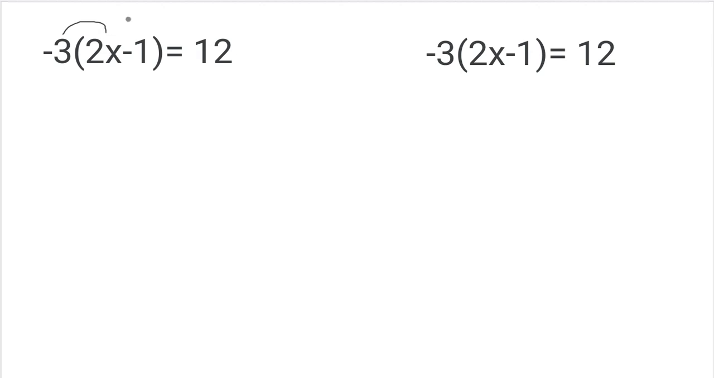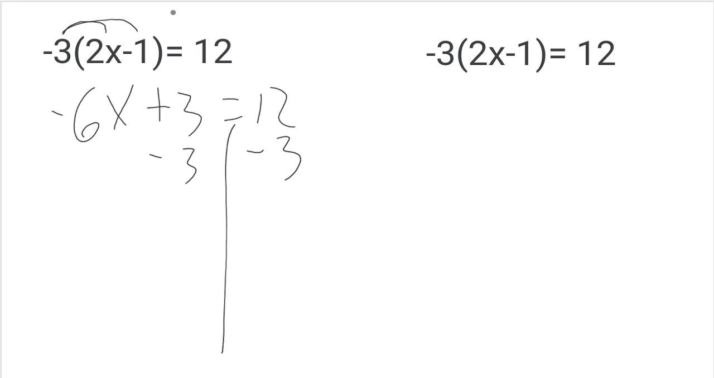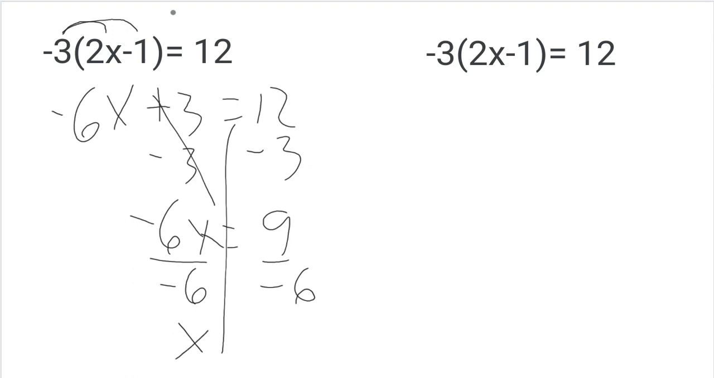So then I have negative 3 times 2, which is negative 6x. And then I would restart over. Negative 3 times negative 1, which is plus 3, is equal to 12. And now I do my two-step equation, minus 3 to both sides. And then those would cancel. And then I would get 9. Then I would divide by negative 6. Reducing that fraction, I get negative 3 over 2.